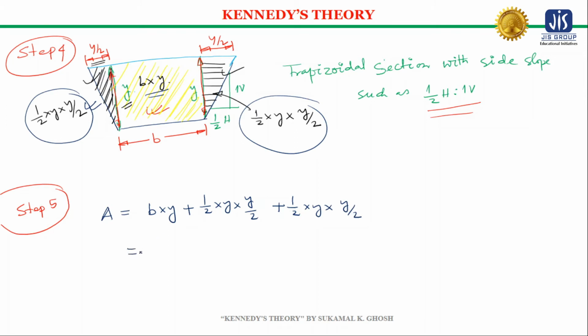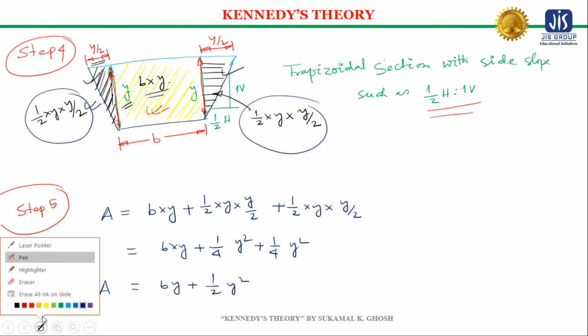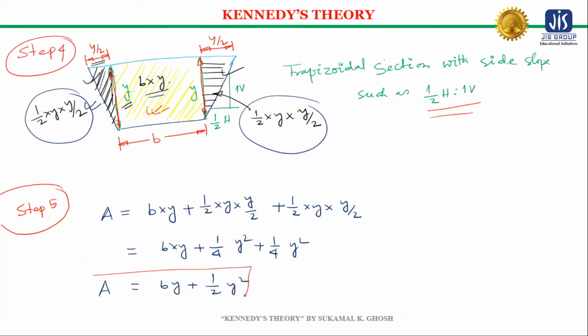If you simplify it, you will have b into y plus 1 by 4 into y square plus 1 by 4 into y square. Now if you further simplify it, you will have b into y plus half into y square. So we have derived an expression for the area of the cross section that we have assumed. Now please remember this expression, because it may help us further in this problem if our assumption of the depth y equals 2 is not correct.